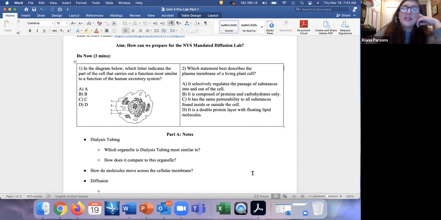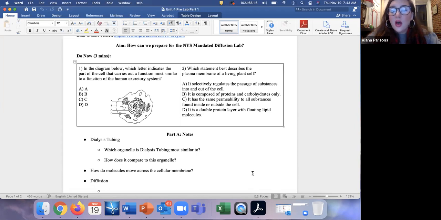Which statement best describes the plasma membrane? And again, plasma membrane, cell membrane, same thing, of a living plant cell. It selectively regulates the passage of substances into and out of the cell. That's it. That's the answer.